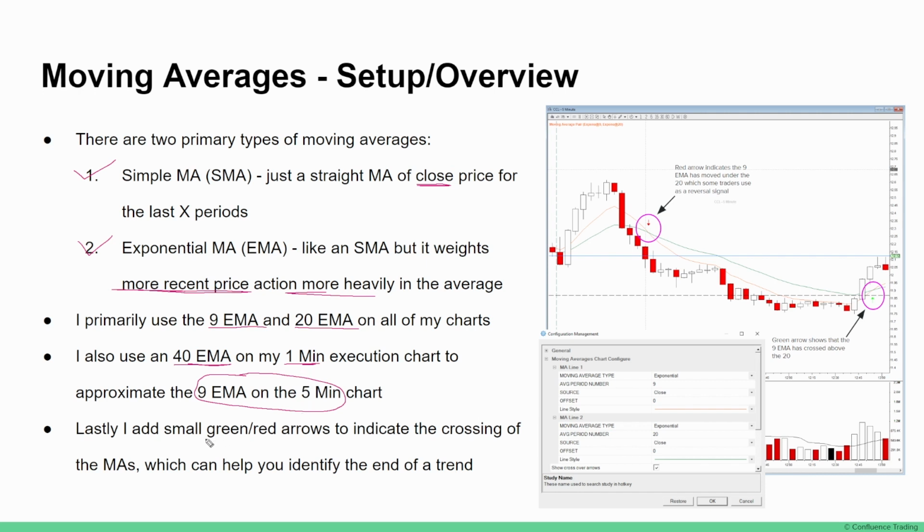The last thing that I do in terms of setup for my moving averages is I add a small green or red arrow that indicates when these two different moving averages have crossed.